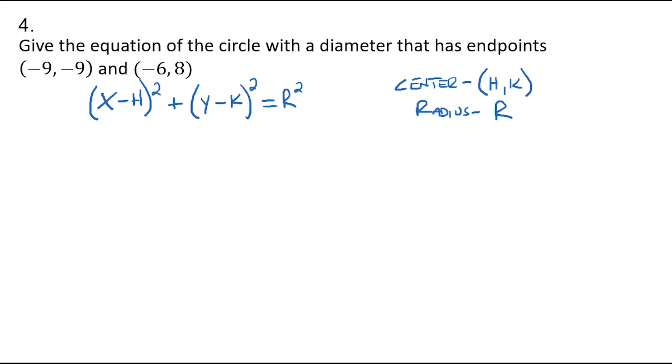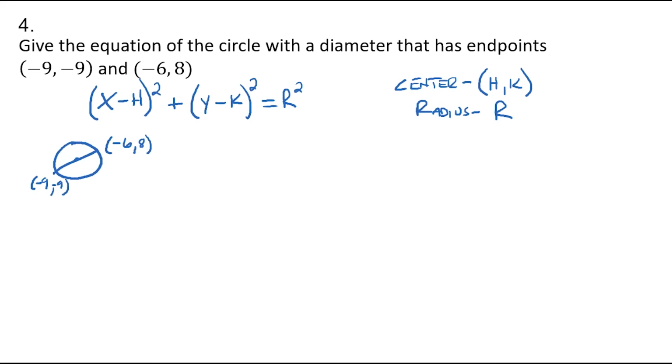So we can calculate what the center is by taking, just to give you a visual, you have this circle here, and if this is our center point, we have the diameter that goes all the way through it. Let's say this point here is (-9, -9), and this point over here is (-6, 8). Looking at the x values, all we need to do is take the midpoint of the x values and then the midpoint of the y values. That will give us our center.